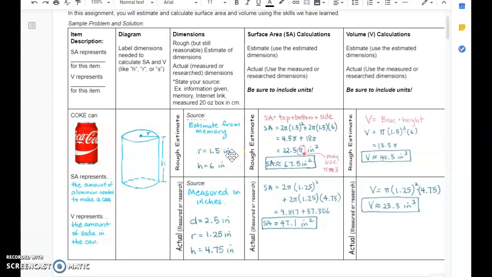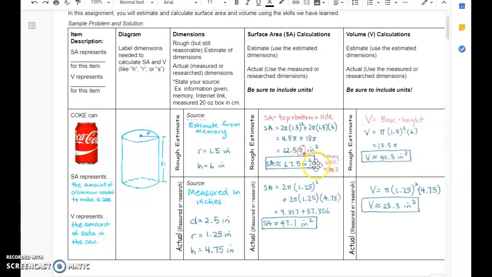So you need to have an idea as to how big is an inch, how big is a centimeter, how big is a meter. Those are all important skills. I am thinking height might be 6 inches. And then I am going to use that value to calculate my surface area and volume. And do not forget to include units at the end.